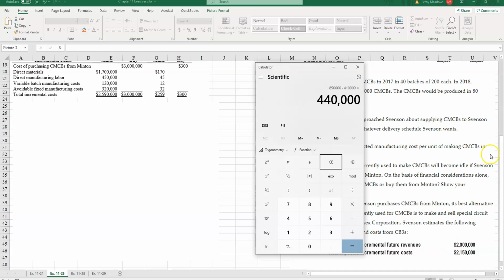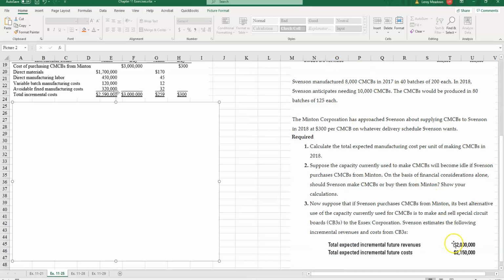But under the original assumption, where we only had $2 million worth of revenue and costs of $2,150,000, that would not be a wise decision.